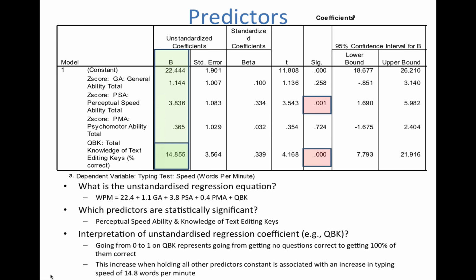In terms of interpreting coefficients, I guess we're saying that if you increase your general ability by 1 unit, you would generally be typing 1 word per minute faster. Or if your perceptual speed was 1 unit more, like 1 standard deviation, you'd be 3.8 units faster. A movement from 0 to 1 on this would be from 0% correct to 100% correct. So that would be a difference in, say, 14 words per minute.